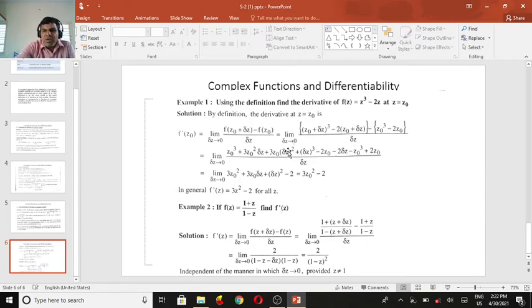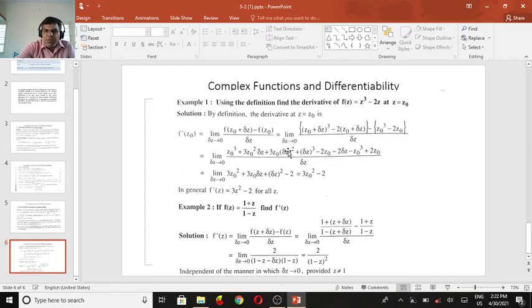See, replace z by z naught plus delta z. So for z cube we get (z naught plus delta z) whole cube minus 2 times (z naught plus delta z), minus, again replace z by z naught, minus 2 delta z, divided by delta z.